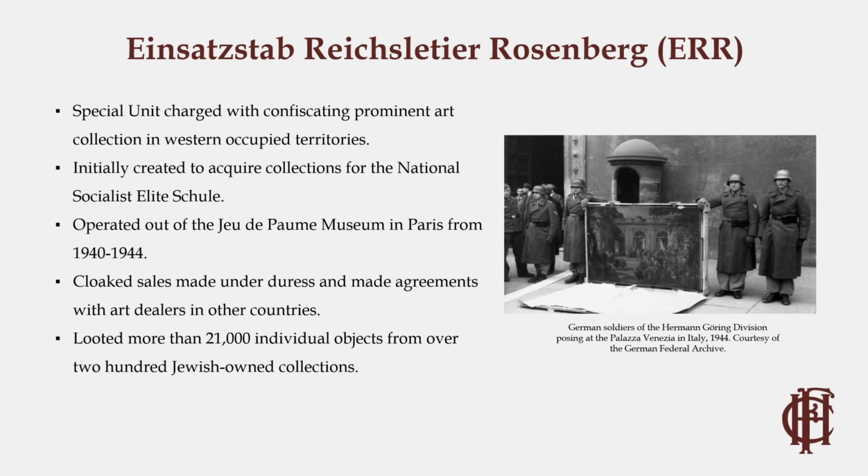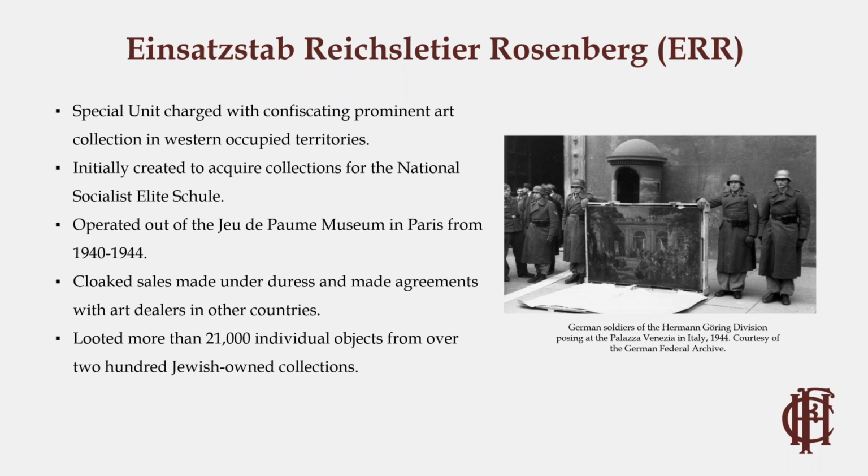So the Einsatzstab Reichsleiter Rosenberg, or the ERR, was the special Nazi unit and task force charged with confiscating prominent Jewish collections in Nazi-occupied territories. These included France, Poland, Italy, the Soviet Union, the Baltic states, and even Greece. This was the main agency involved in the systematic looting of cultural treasures. It was originally established to acquire collections for the National Socialist university, or Hohe Schule, that was intended to show cultural material related to opponents of Nazi ideology. So originally, they sought after Jewish, Masonic, and communist collections throughout the occupied territories. And then eventually, they also began looting more heavily non-Jewish private collections as well.